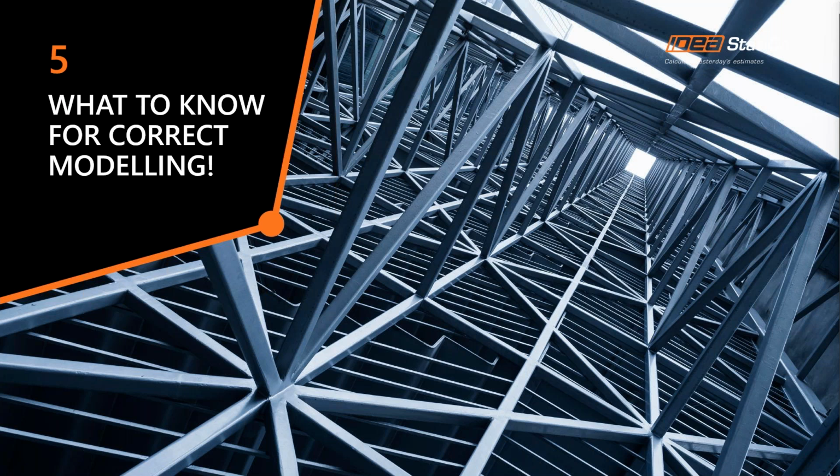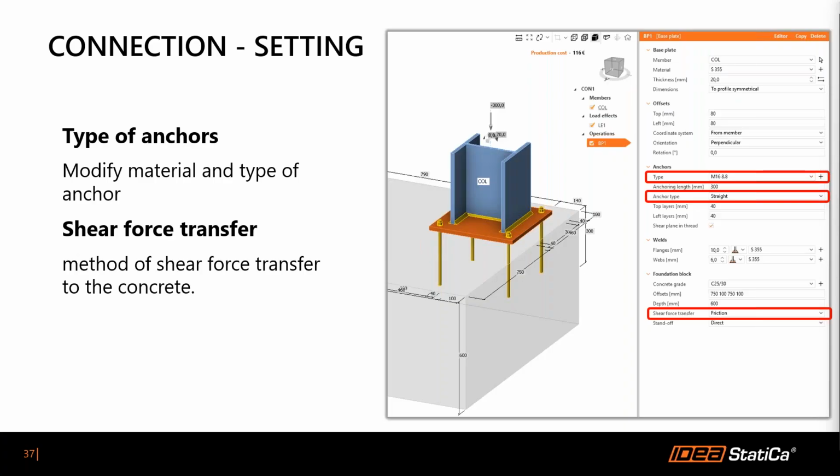Let's have a look on what to keep an eye on during modeling. In connections, there are a couple of ways how to define the anchors. You have number of parameters here. You can select the type of an anchor and together with the material anchor type, and how the shear force is transferred on this operation. So whether or not it is the friction anchor or shear lug.